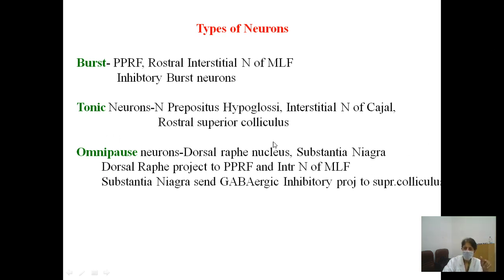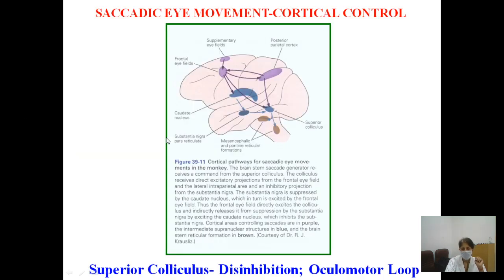And the omnipause neurons are situated in the dorsal raphe nucleus. And the dorsal raphe nucleus projects to the PPRF and the interstitial nucleus of the medial longitudinal fasciculus, which helps in the horizontal and the vertical movements. And this substantia nigra sends inhibitory output to the superior colliculus, right? And then the superior colliculus is going to inhibit these two. So that's where the omnipause neurons are situated.